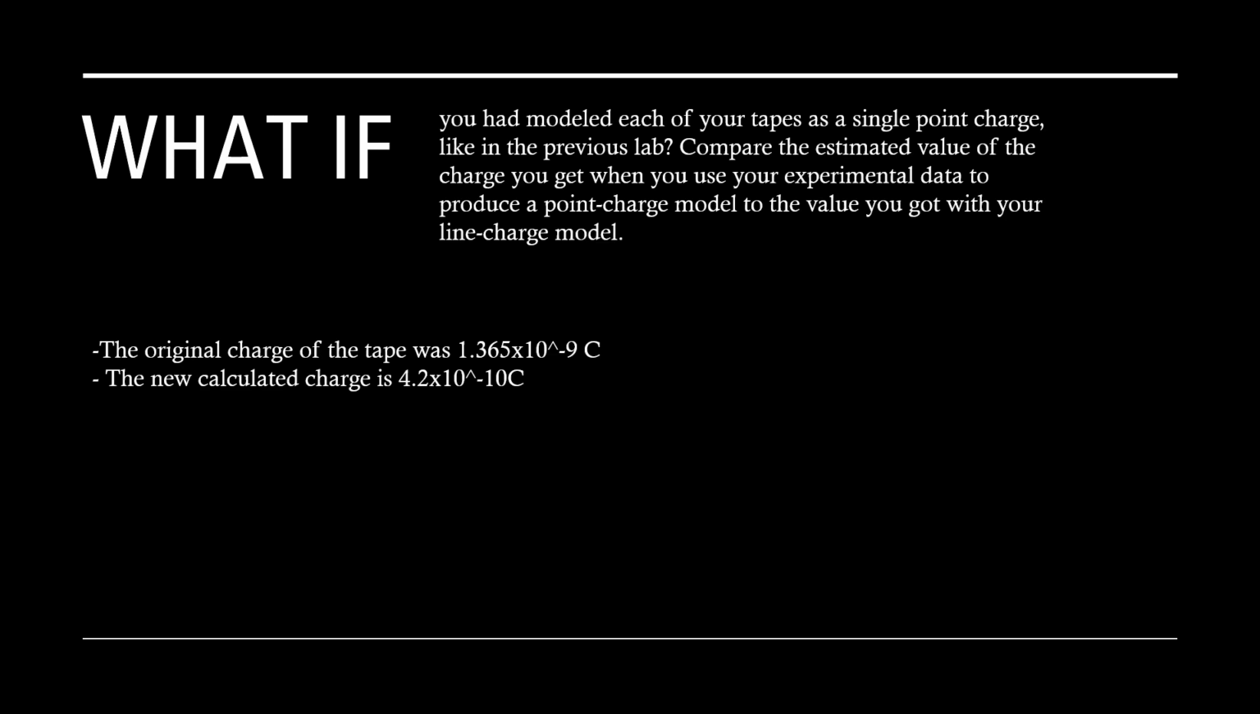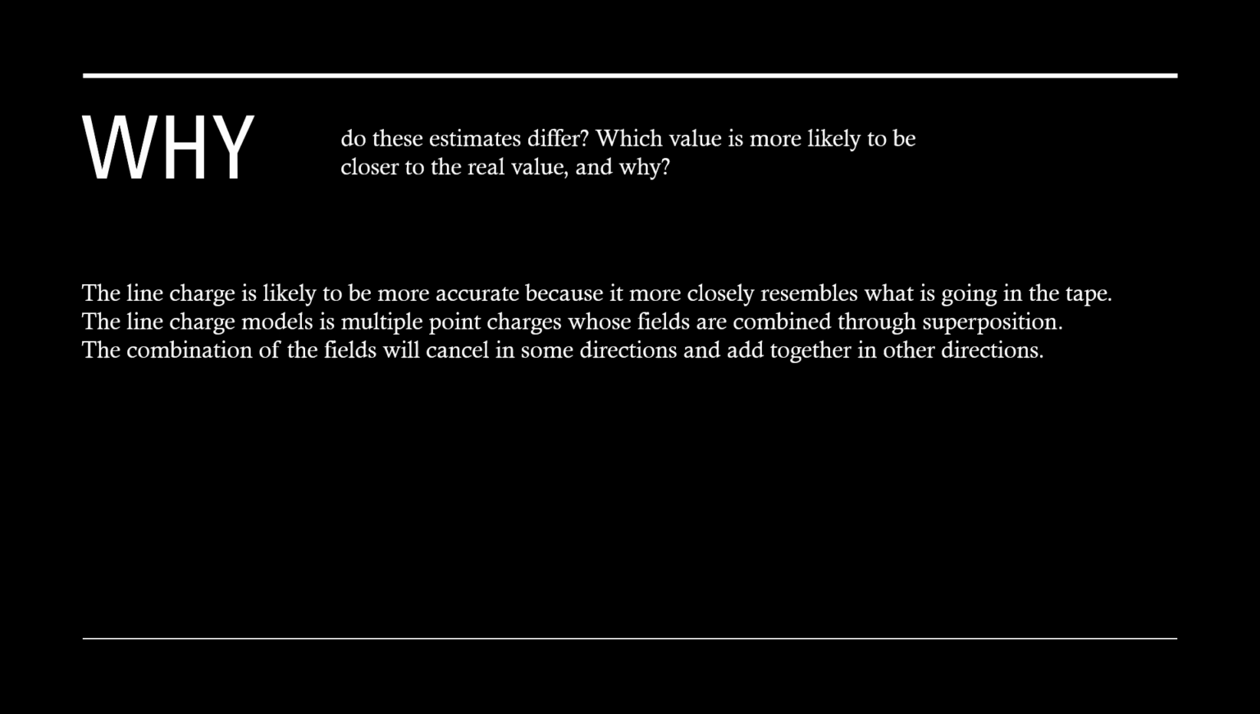What if we had modeled each of the tapes as a single point charge versus the line charge? The original charge of the tape was 1.365 times 10 to the negative 9 coulombs for the point charge, and for the line charge, it was 4.2 times 10 to the negative 10 coulombs. So why do these differ, and which is more likely to be closer to the real value?